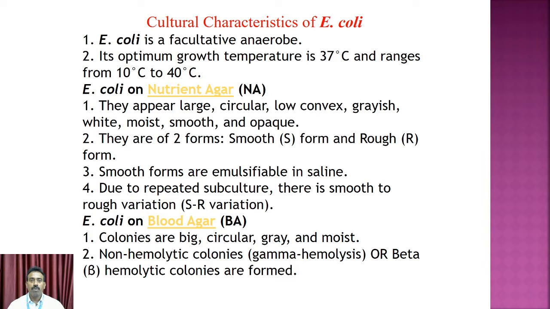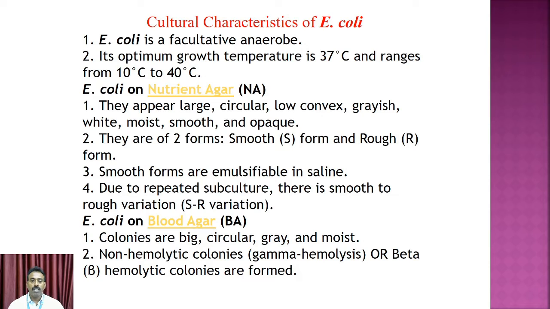Its optimum growth temperature is 37 degrees Celsius, ranging from 10 degrees Celsius to 40 degrees Celsius. So E. coli on nutrient agar appear large, circular, low convex, greyish white and moist, smooth and opaque. There are two forms of colonies: smooth form, S form, and rough form, R form.